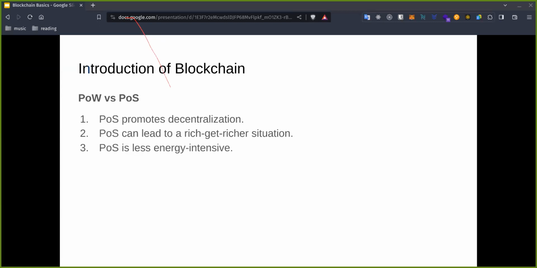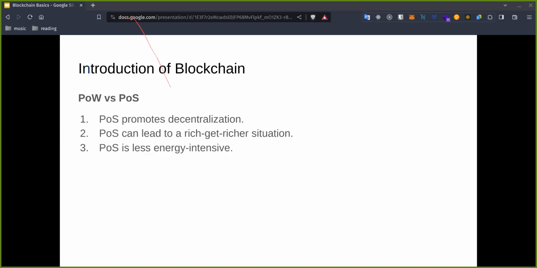So, proof of work versus proof of stake. Proof of stake promotes decentralization. Remember how I talked about how the more computing power you have as a Bitcoin node means a very high hash rate, and the higher your hash rate, the more blocks you can churn out. If you have a mining pool with an insanely high hash rate, let's say it controls 10% of the nodes, that becomes a case of possible centralization. But proof of stake helps prevent that from happening.